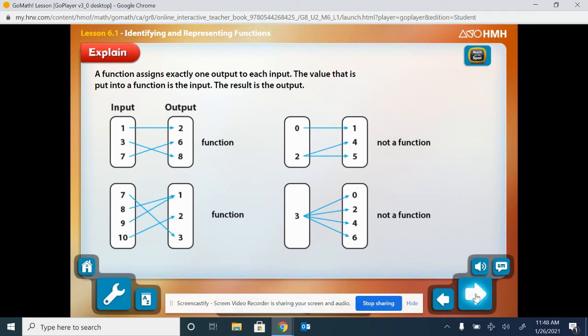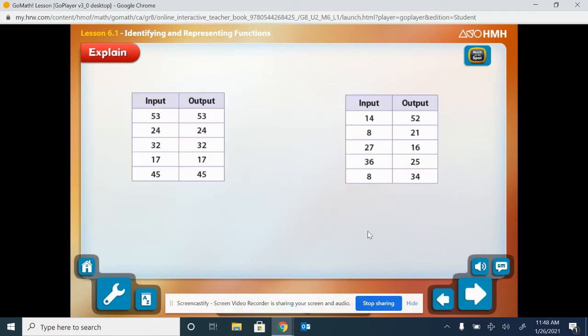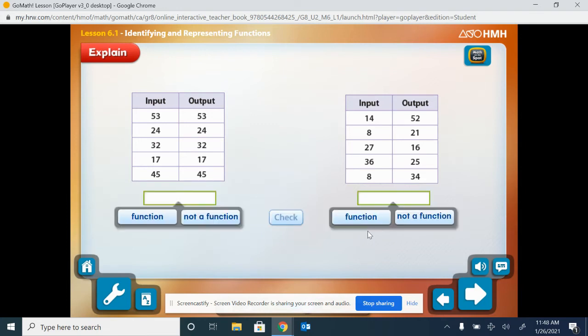Here are 2 new relationships. Tell whether each relationship shown is a function or not a function. Okay, so I look at my x's. If my x's are all different, then that means it is a function. If they're not, then it isn't a function. So I look at this one, 53, 24, 20. See, they're all different. So that means it is a function.